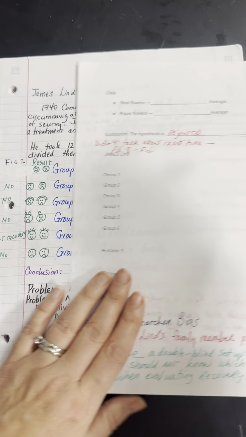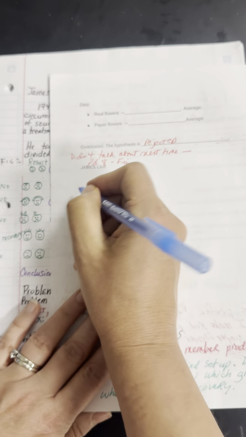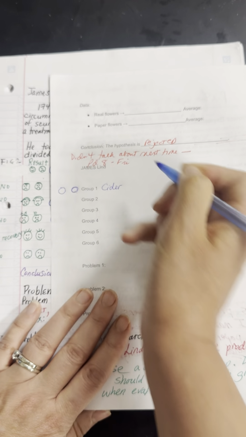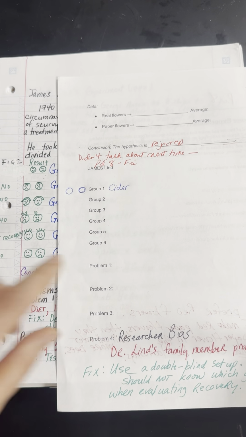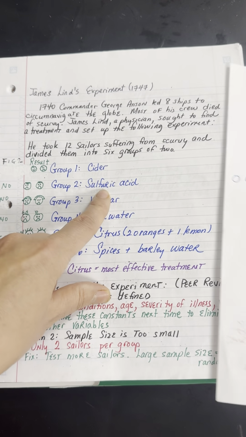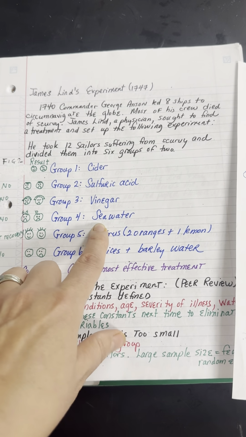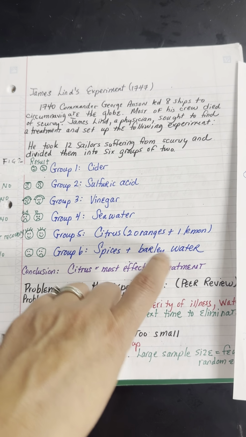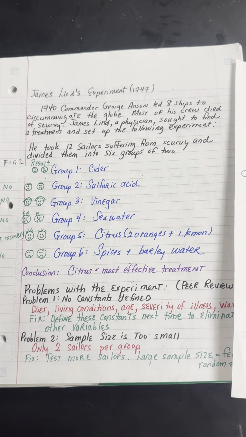The first group that you're going to write in here is cider. He had 6 groups of 2, so you're going to draw these circles because you're going to be putting in emoji expressions. So group 1 was made up of cider. Group 2 you're going to fill in with sulfuric acid. Group 3 was vinegar. Group 4 was seawater. Group 5 was citrus, specifically 2 oranges and 1 lemon. And group 6 was spices and barley water.